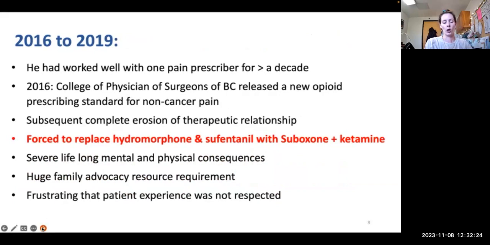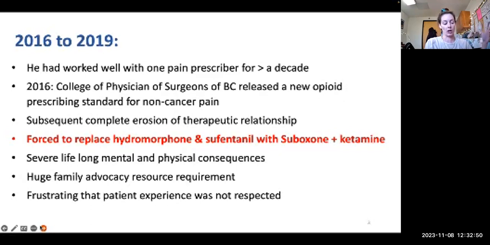We had a really long-standing relationship with his pain clinician for over a decade. And he's never going to be out of pain, but we had a therapeutic relationship until 2016. The College of Physicians and Surgeons of BC released a new opioid standard that really limited the ability of physicians to prescribe opiates to non-cancer pain patients. They made a morphine equivalent cap.